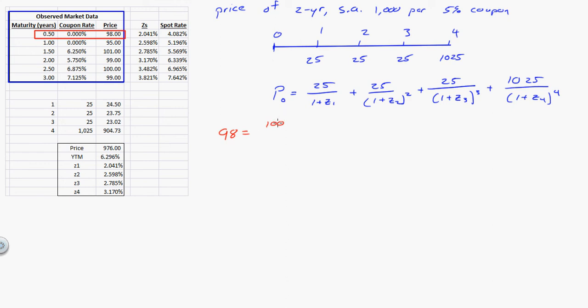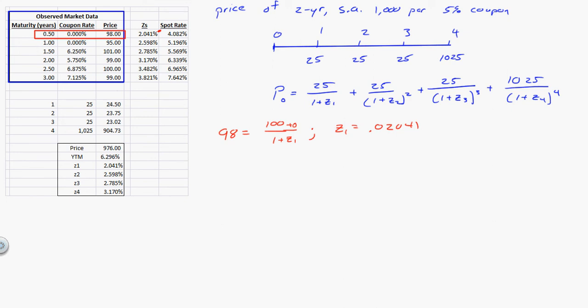I could call this 980 and 1,000. I could call it 9,800 and 10,000. To do it in percent of par, this price is 98% of par. So it's going to pay me 100% of par, and there's no coupon, so it pays nothing else. I'll put the plus 0 there, but you don't really need it, over 1 plus Z1. So when I solve for Z1, Z1 is equal to 0.02041, which is this number right there.